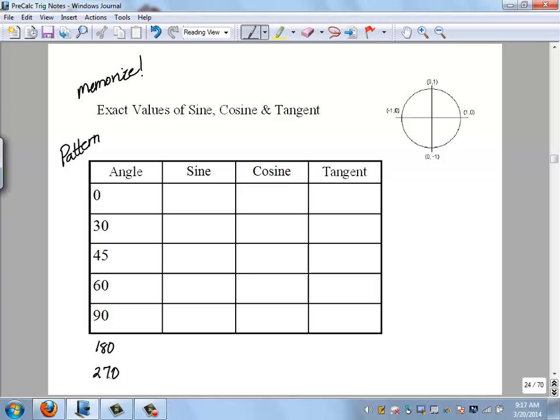Alright, the first thing we're going to do is put, these are the angles in degrees. I want to put them in radians, so it's 0, and since pi is 180, it's pi over 6, pi over 4, pi over 3, pi over 2, 180 is pi, and 270 is 3 pi over 2. Yes, I expect you to know that and to be able to convert. Now, sine are my y's, cosine are my x's, tangent is y divided by x, like slope.